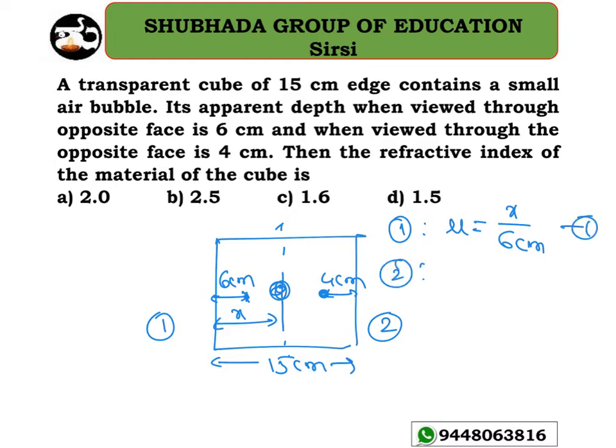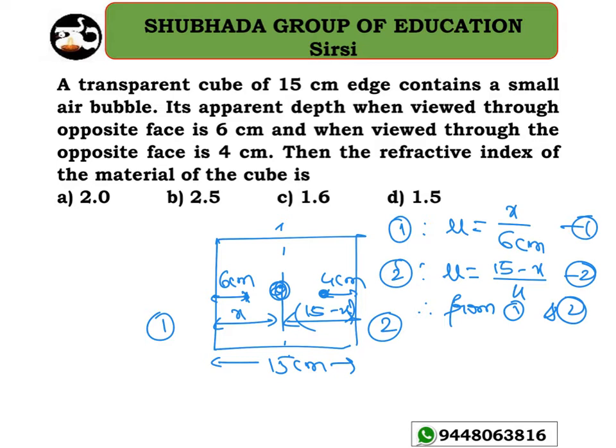And for the view from the second face, this distance must be 15 minus x. So mu equals 15 minus x divided by 4, since mu remains the same as the glass is the same. This is equation number 2. So from equations 1 and 2, I can get mu equal to 15 minus 6 mu divided by 4. So therefore mu equals 1.5. Option D is the right answer.